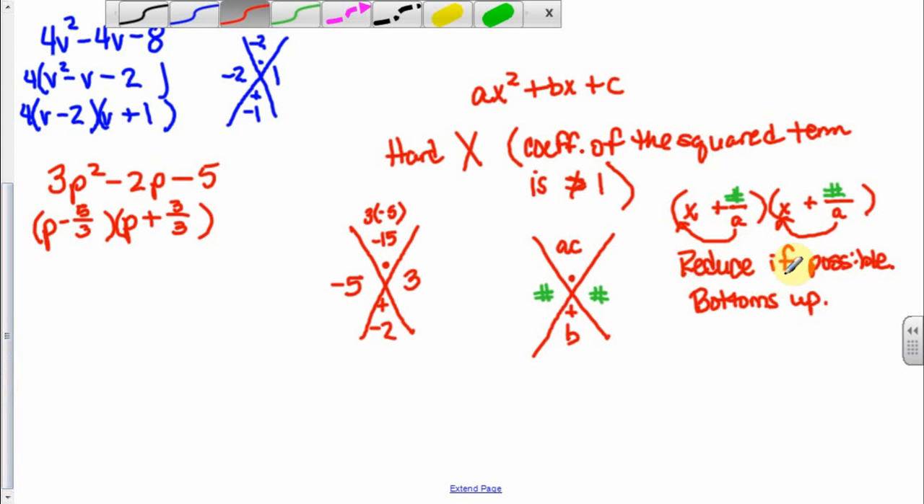Now your step is to reduce if possible and then bottoms up. 5 over 3 will not reduce. So you're going to bring the bottom number up and you're going to get 3p minus 5 as your first binomial factor. 3 over 3 will reduce to 1, so there is nothing to bottoms up there. And you have factored it. FOIL it to check it. It works every time as long as you are really careful with your signs, okay? You just have to be very careful with your signs and with all your process.